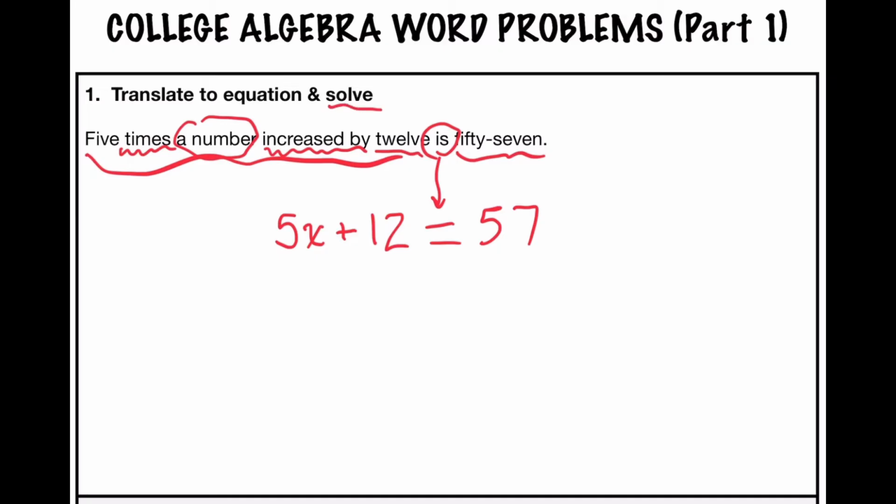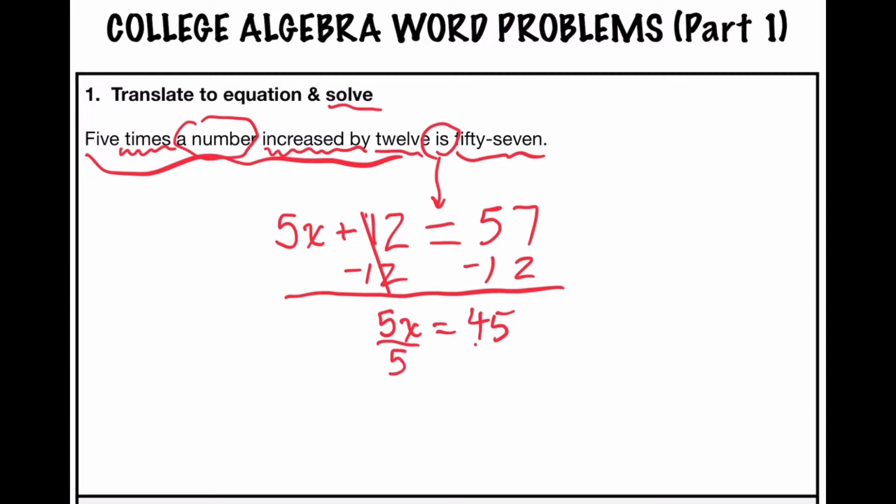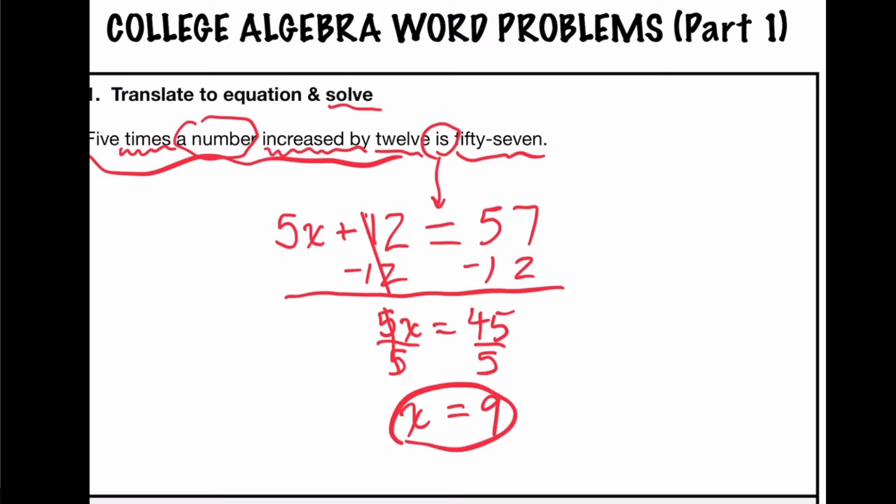Now all I have to do is solve. The left side is simplified and the right side is simplified, so I'm going to subtract 12 from both sides in order to get the variable term all by itself. 12 minus 12 is 0, 0 plus 5x is 5x, and 57 minus 12 is 45. Now I'm going to make the coefficient of the variable term equal to 1 by dividing both sides by 5. 5 divided by 5 is 1x, and 45 divided by 5 is 9. And so x will equal 9.